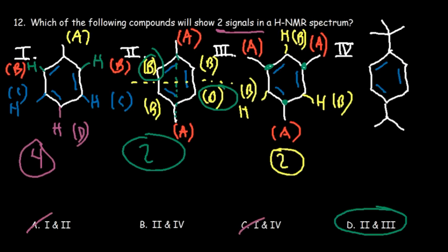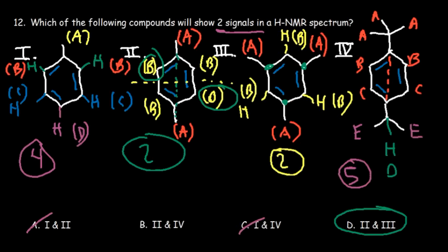But for the sake of practice, let's see if we can find out how many signals are in compound 4. The 3 methyl groups in the tert-butyl group are identical because they're attached to the same carbon atom. And there's symmetry in the middle. So those 2 protons are identical to each other, and these 2 as well. We have at least 1 hydrogen on this isopropyl group, so we'll call it signal D. And then the 2 methyls, which are attached to that CH carbon, are identical to each other. So compound 4 shows up as 5 signals in a graph. So the correct answer is D. Compounds 2 and 3 show 2 signals in an H NMR spectrum.